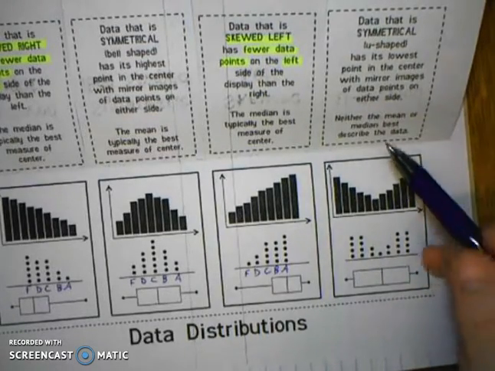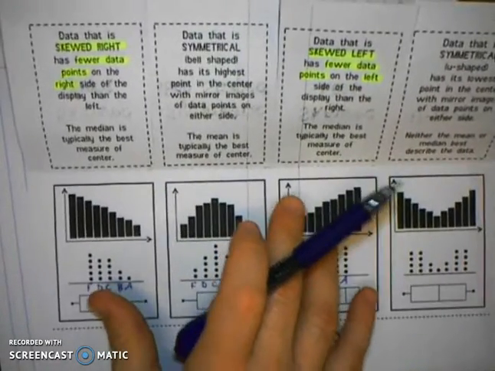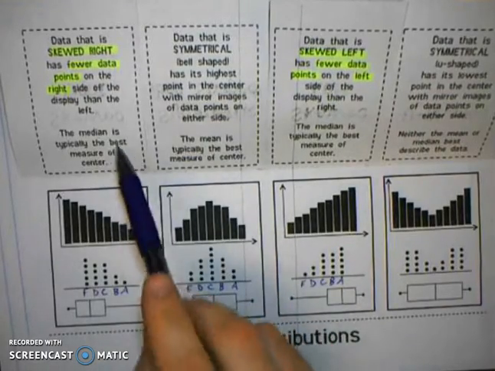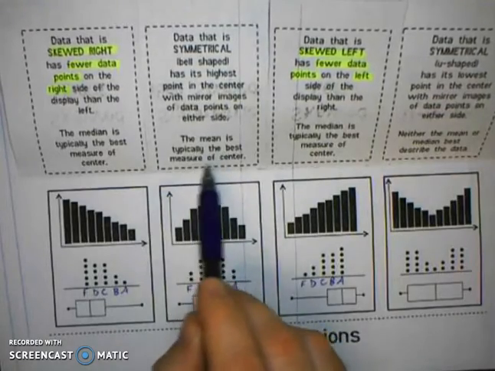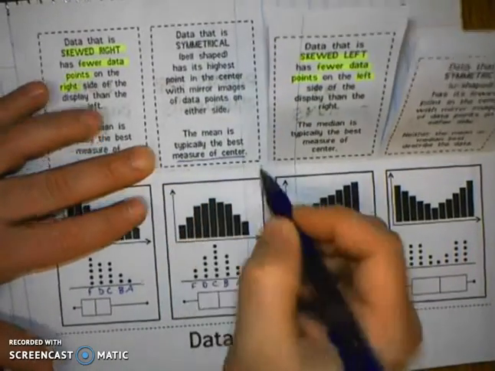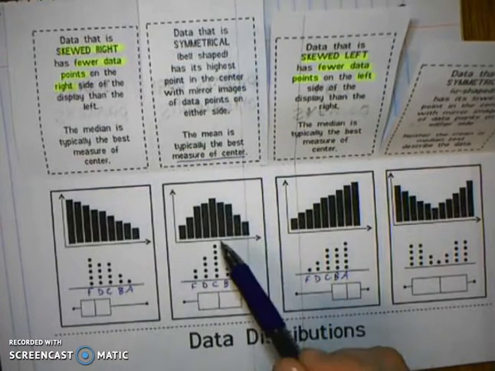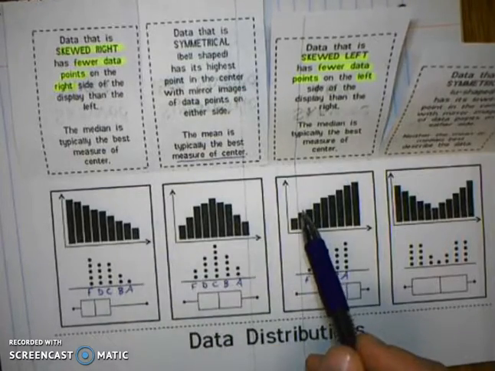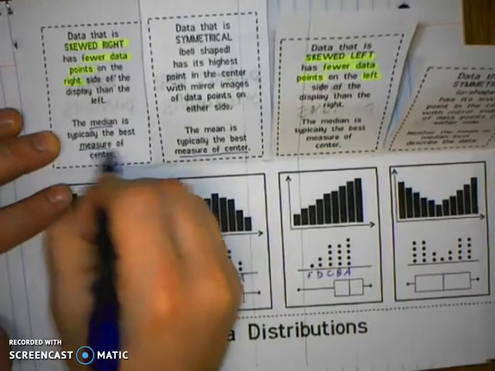Okay? And so in our distributions, in these three, you will have to excuse the bells because we're testing them for some reason. But in these three, if it's symmetric, the mean is typically the best measure of center. The best way of describing the center of the data would be the mean, or the average, if it's symmetric. But if it's not symmetric, if it's skewed right or skewed left, then the median is the best measure of center.